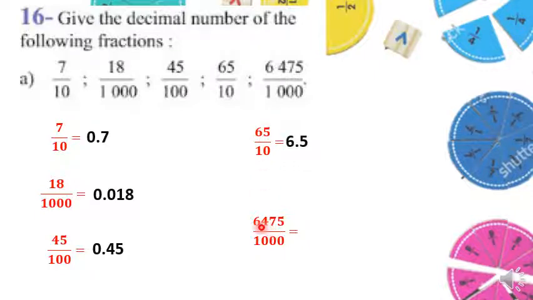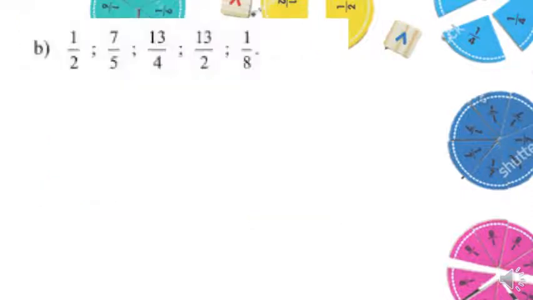The last one, 6,475 over 1,000, 1, 2, 3 zeros, 1, 2, 3 digits, so the answer will be 6.475.